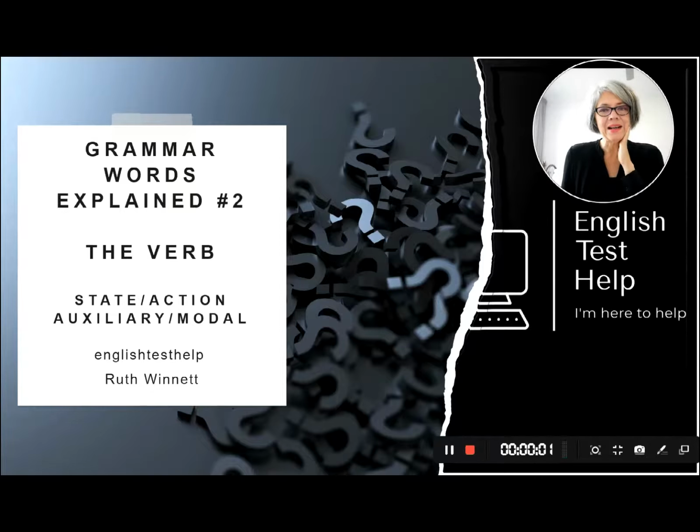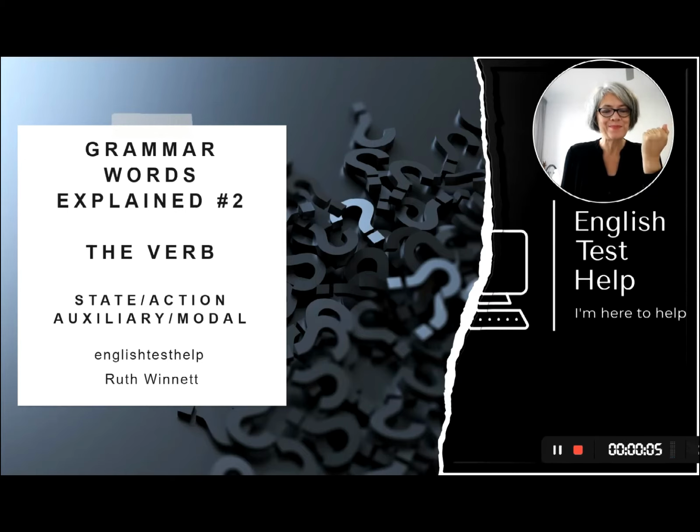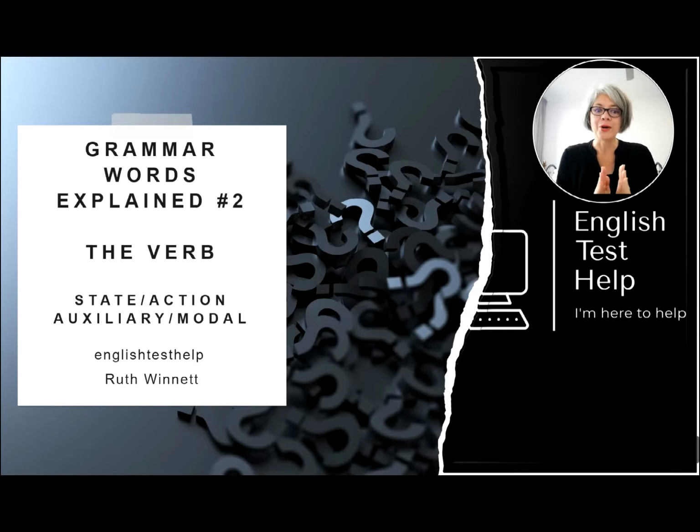Hello again. Last time we looked at the grammar word subject, and today we're going to look at the grammar word the verb. Now the verb gets complicated. You have to know if it's a state or an action verb, whether it's an auxiliary, whether it's a modal verb. So I'll explain all these things quickly in this video. You can watch other videos to find out more.